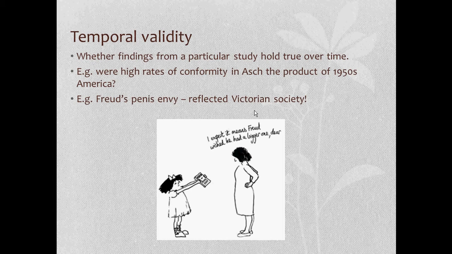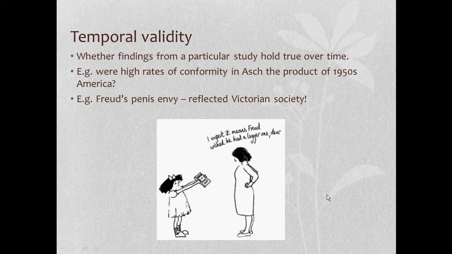This is another kind of external validity. Do your findings from your study hold true over time? Asch was carried out in 1950s America, which was a particular time when people kind of toed the line. So if it was replicated today, would we find the same rates of conformity? Possibly not, because we're a lot more about being individual and sticking to your guns now, particularly in the UK. So you could claim that that study doesn't have temporal validity.